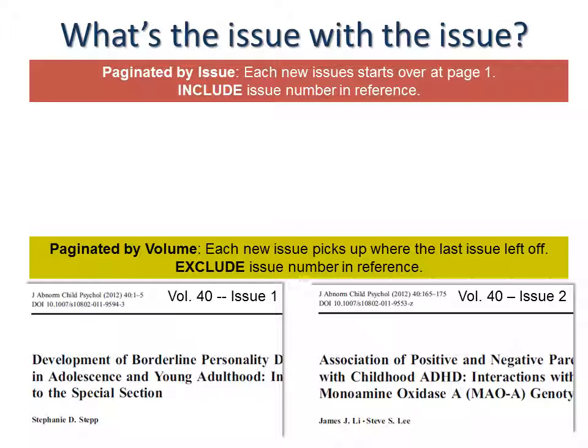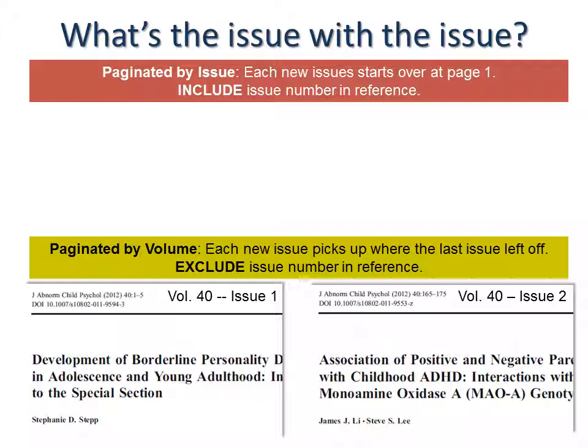Now, if that's the way that the journal you're citing is paginated, then you would include the issue number in the reference. If, on the other hand, it's paginated by volume, that is, each new issue picks up where the last one left off, then we're going to exclude the issue number.